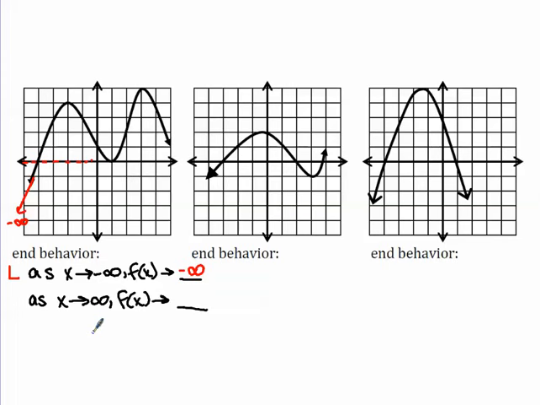As x approaches positive infinity, positive numbers are on the right, so that's talking about the right side of the function. So as we go to the right, the graph is also going down. So it is getting more negative, so we're going to say that this approaches negative infinity as well.